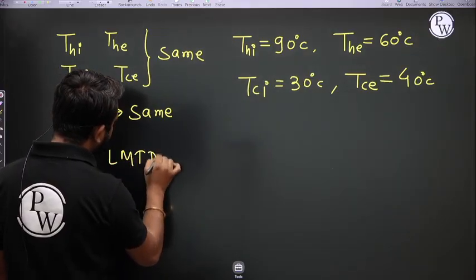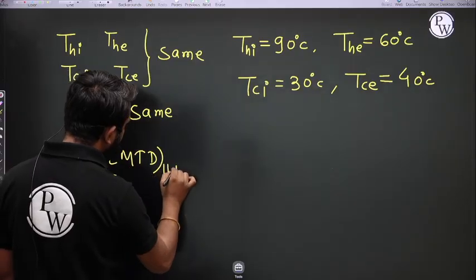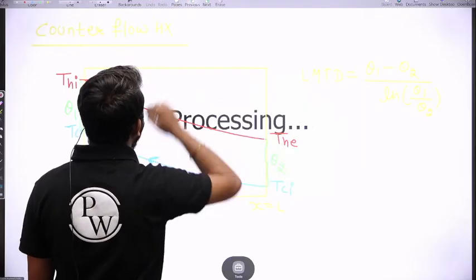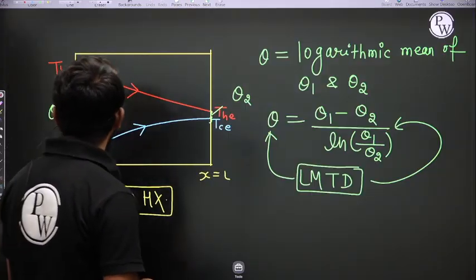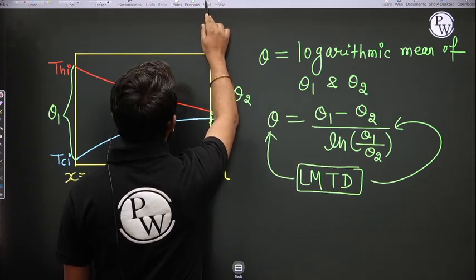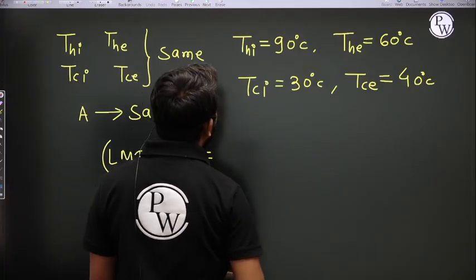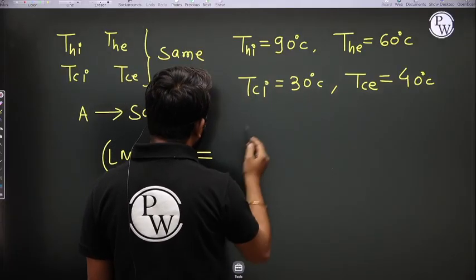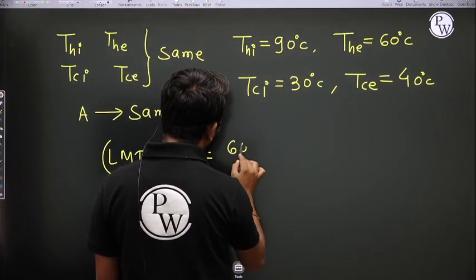LMTD in case of the parallel flow. What is theta 1 in case of the parallel flow? In case of the parallel flow, it is THI minus TCI, THI minus TCI. So 90 minus 30, that is 60.